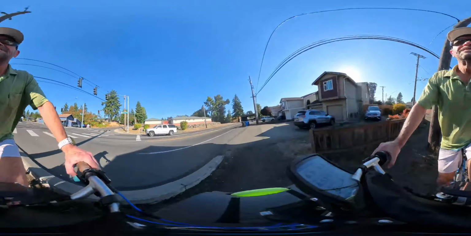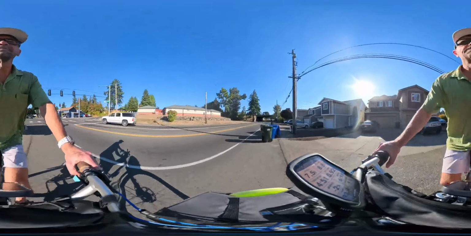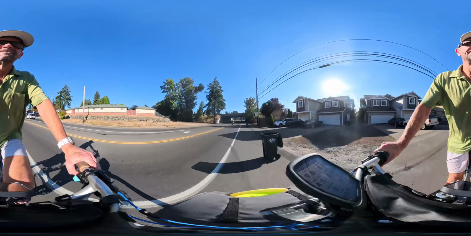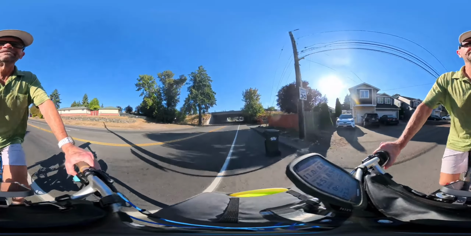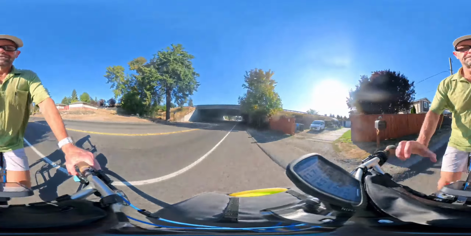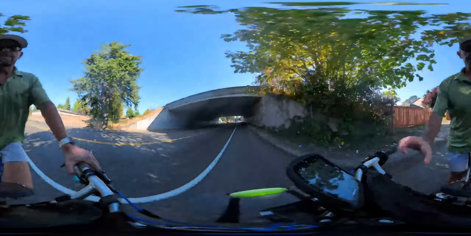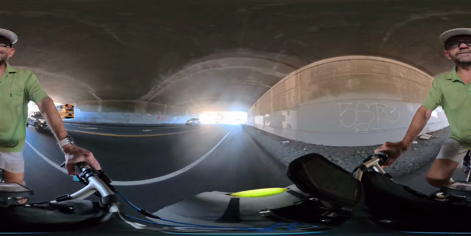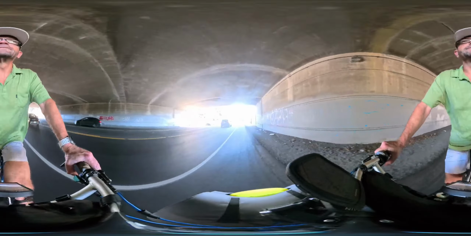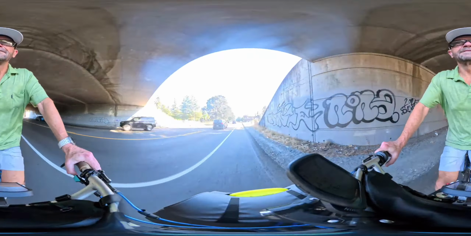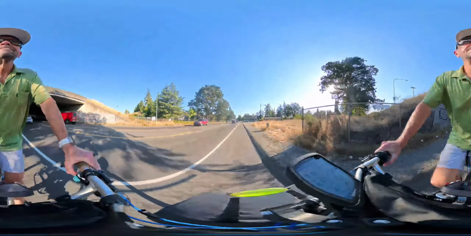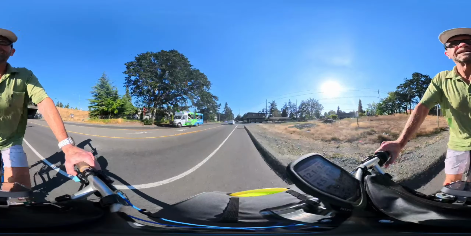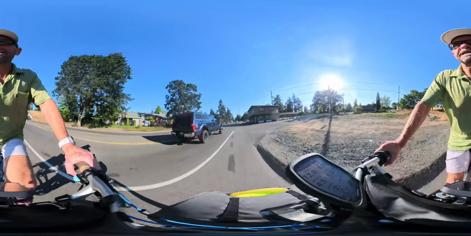Alright, this will be interesting. Loud exhaust, man, gotta love it. Well, they always gotta make it known they're going through a tunnel. But right up here, we're going to get off this main little road and back into the hood.